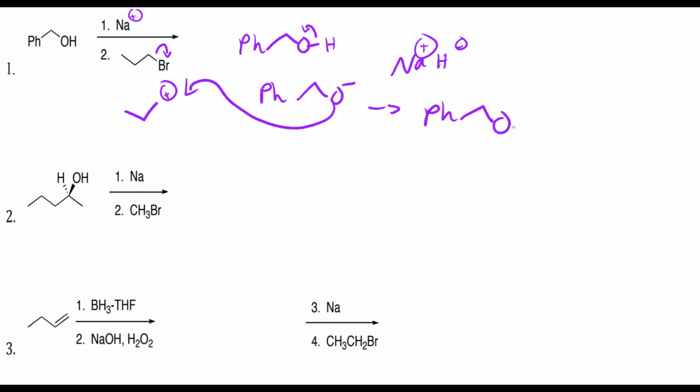And look at that. We actually made an ether. You saw that? That was pretty cool. And so that's pretty favorable to do. Why is that? Well, it's favorable because it goes via an SN2 reaction. That means that there are no carbocations, which means no rearrangement.